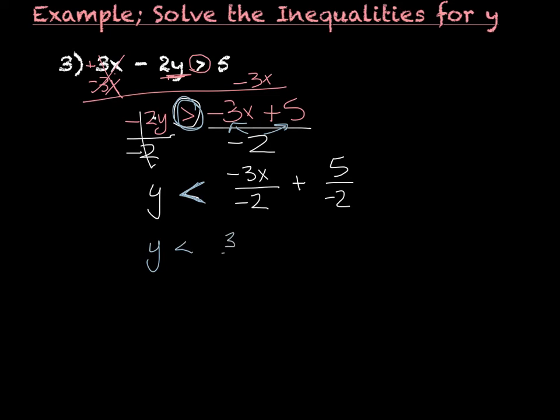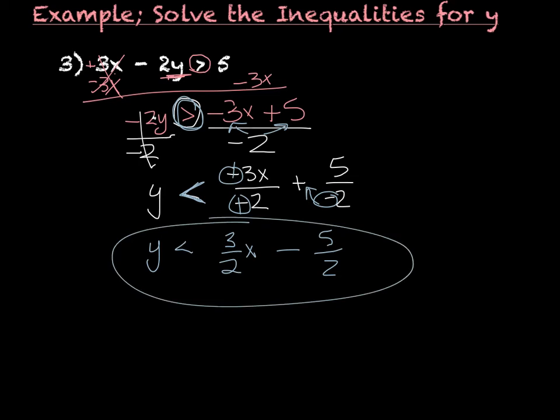a positive 3 over 2x. And the reason I say positive is because we have a double negative here and we're dividing, so it switches to a positive. Negative divided by a negative is positive, plus negative 5 over 2. So I'm just going to write minus 5 over 2 because this minus can be pulled out here. So it's plus a negative or just minus. So there's your final answer.